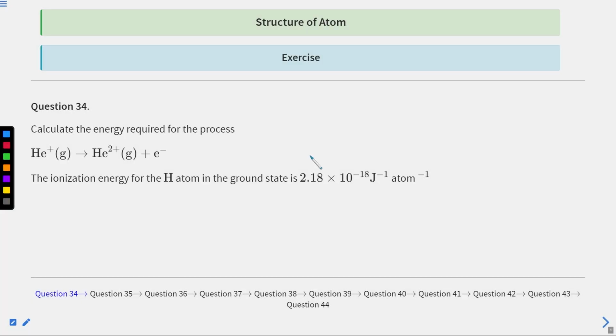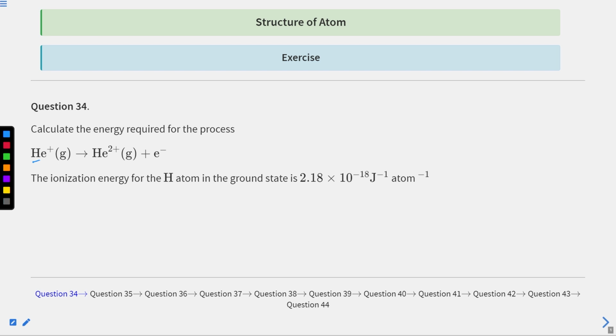Hello students. So let us continue with the exercise of structure of atom. The question says that you have to calculate the energy that is required for the process of removal of an electron from helium plus atom. So here is the equation related to it.